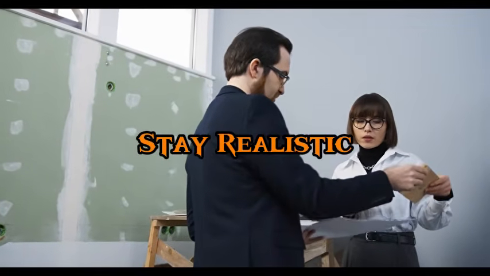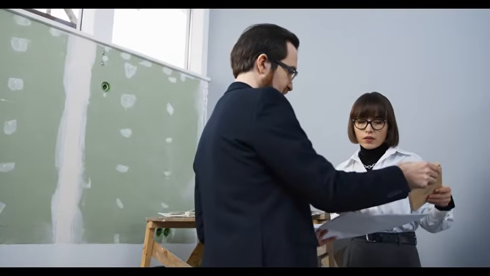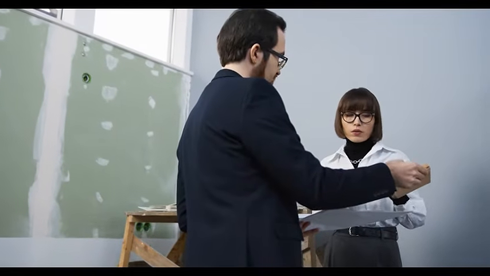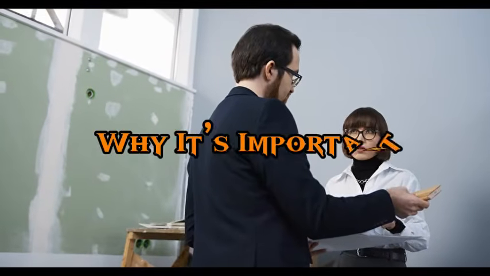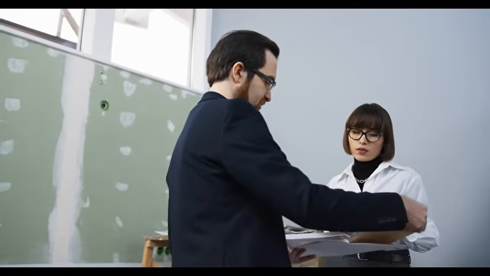Stay realistic. Ensure your goals and promises are achievable within the proposed timeline and budget. Overpromising can harm credibility. Why it's important. A clear objective provides focus and direction. It ensures your proposal is actionable and persuasive.